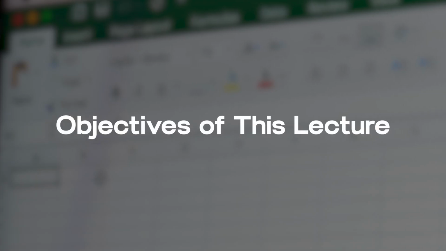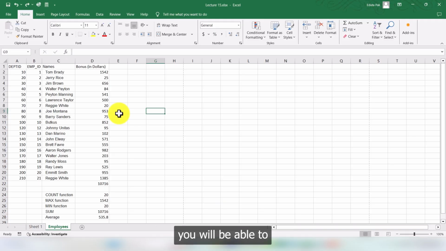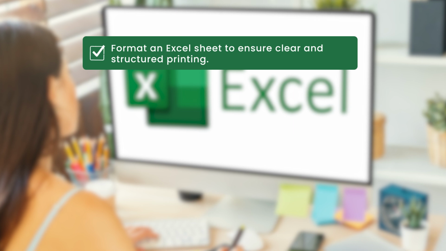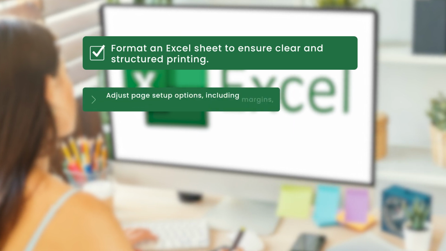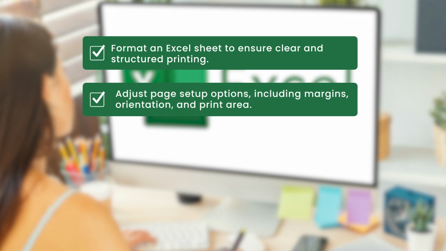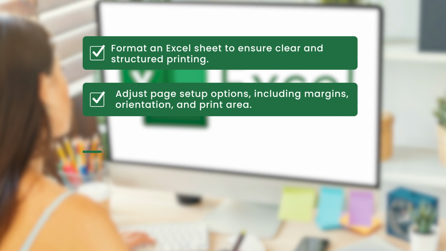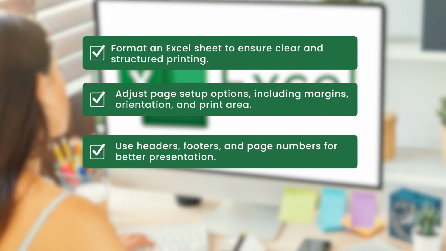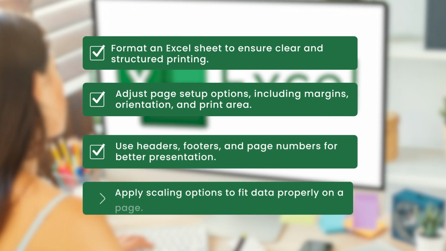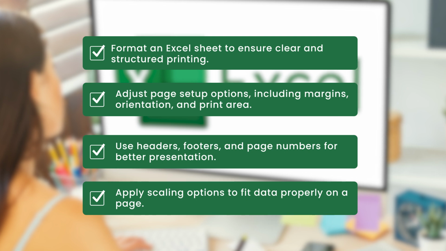Objectives of this lecture. By the end of this lecture, you will be able to format an Excel sheet to ensure clear and structured printing, adjust page setup options, including margins, orientation, and print area. Use headers, footers, and page numbers for better presentation. Apply scaling options to fit data properly on a page.